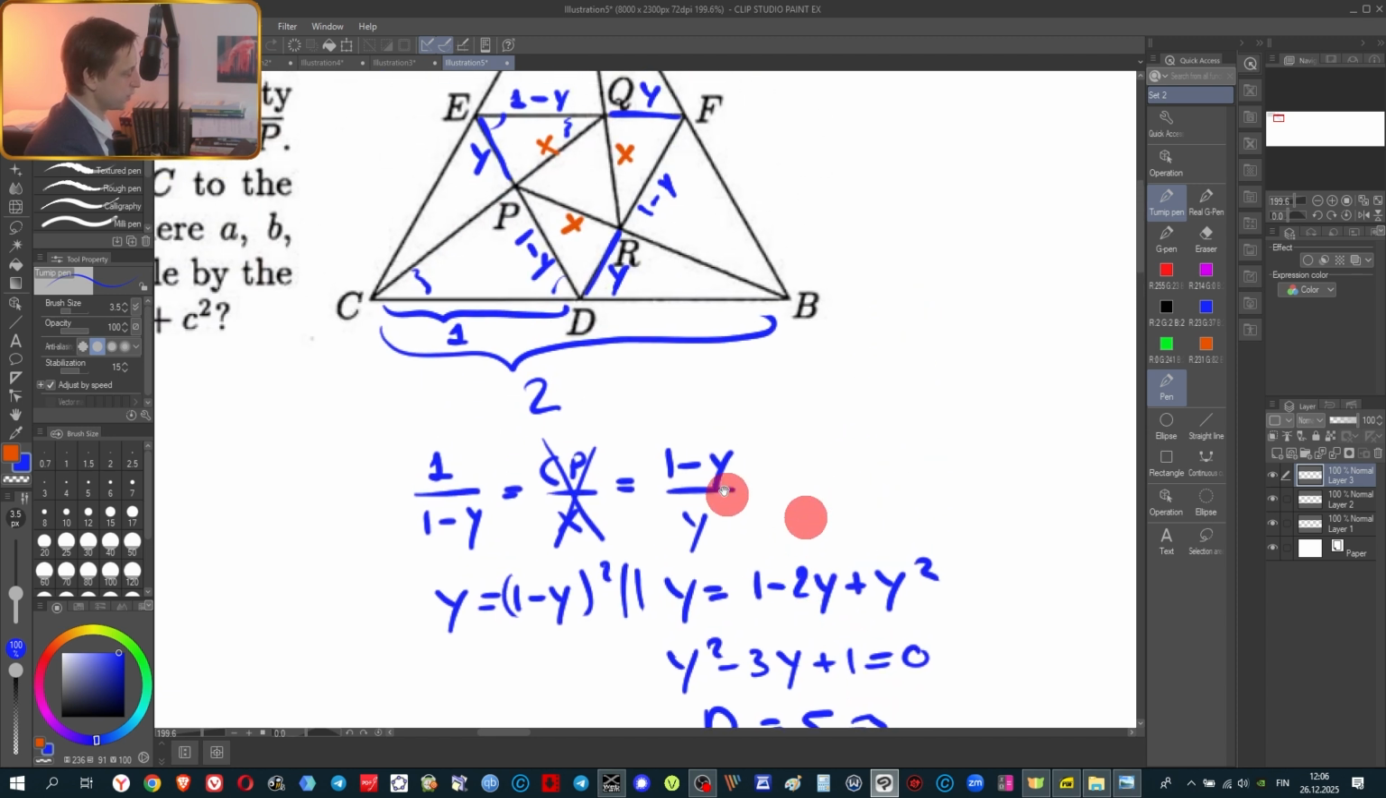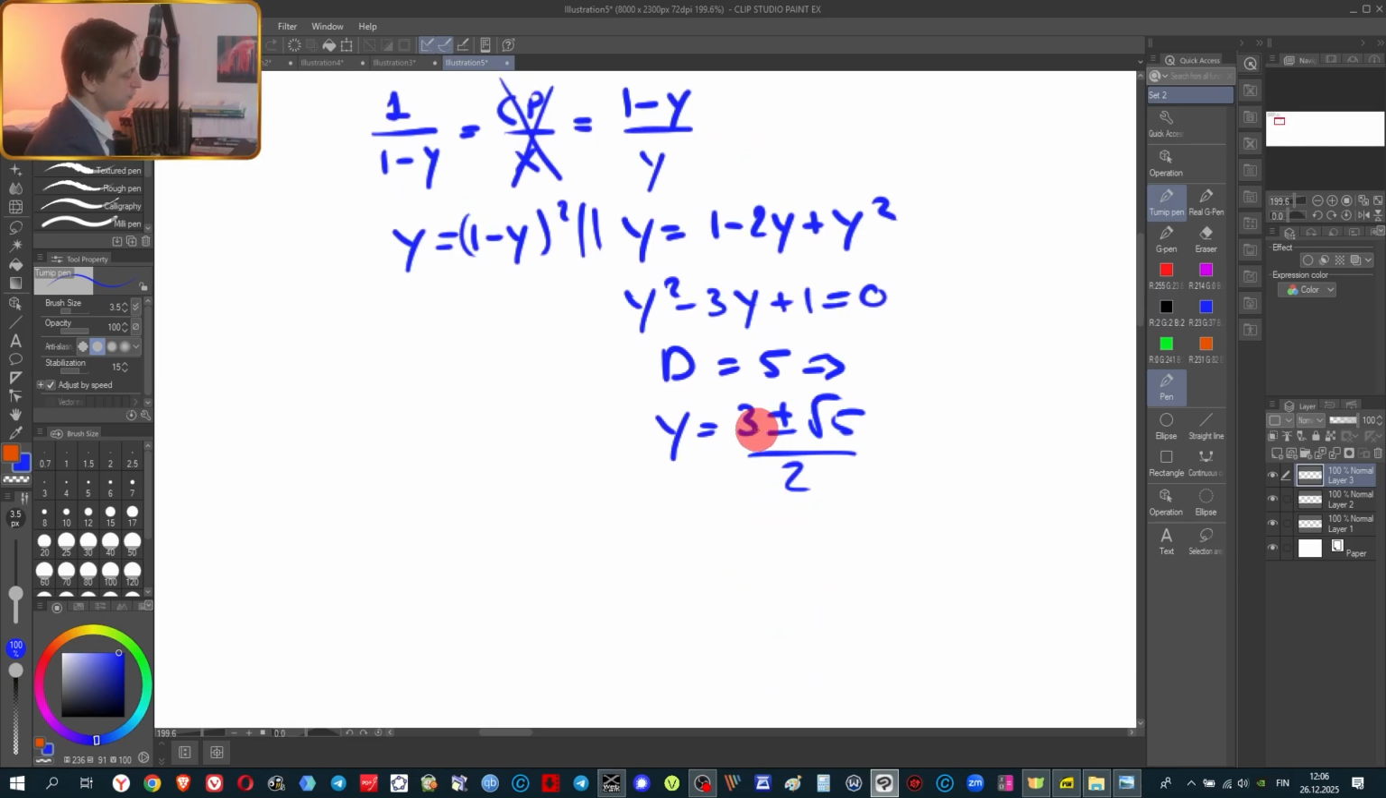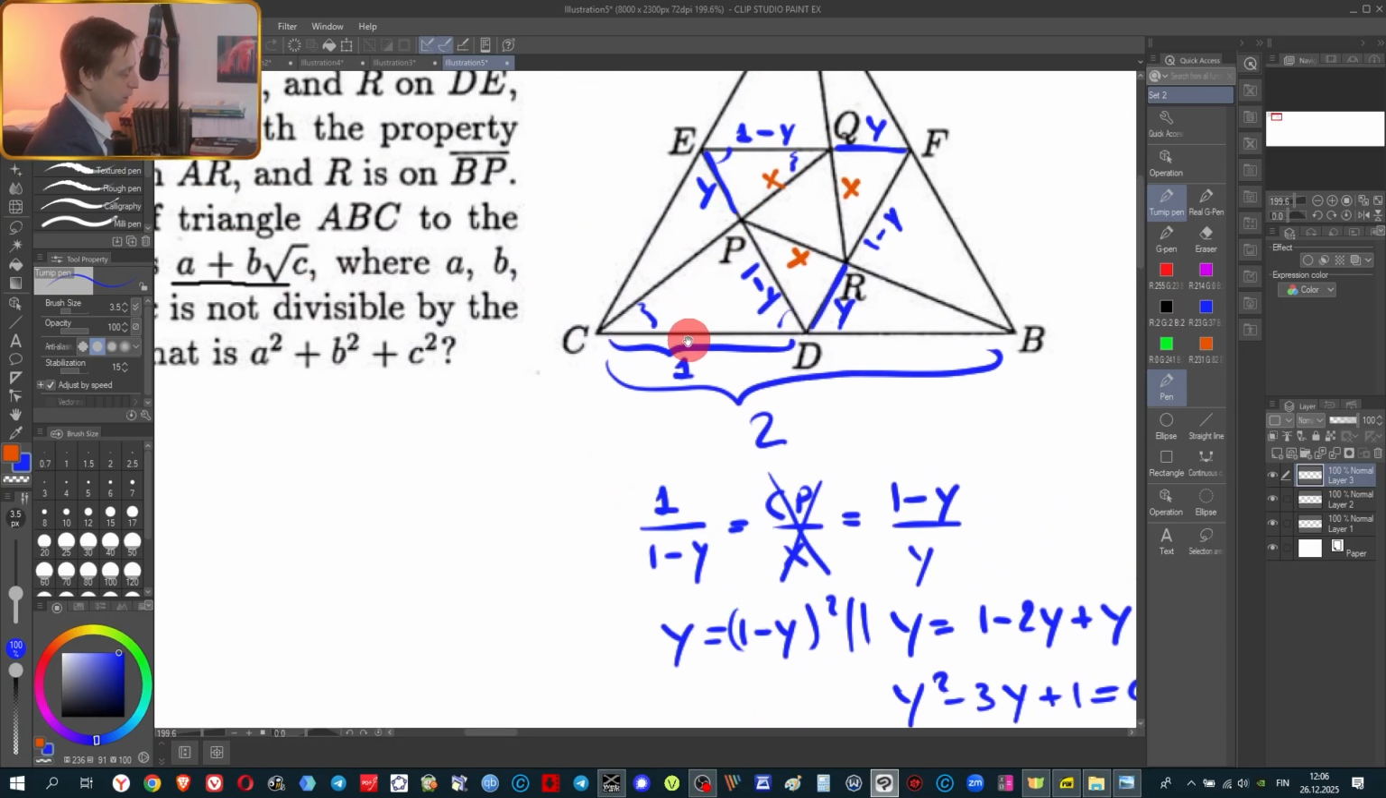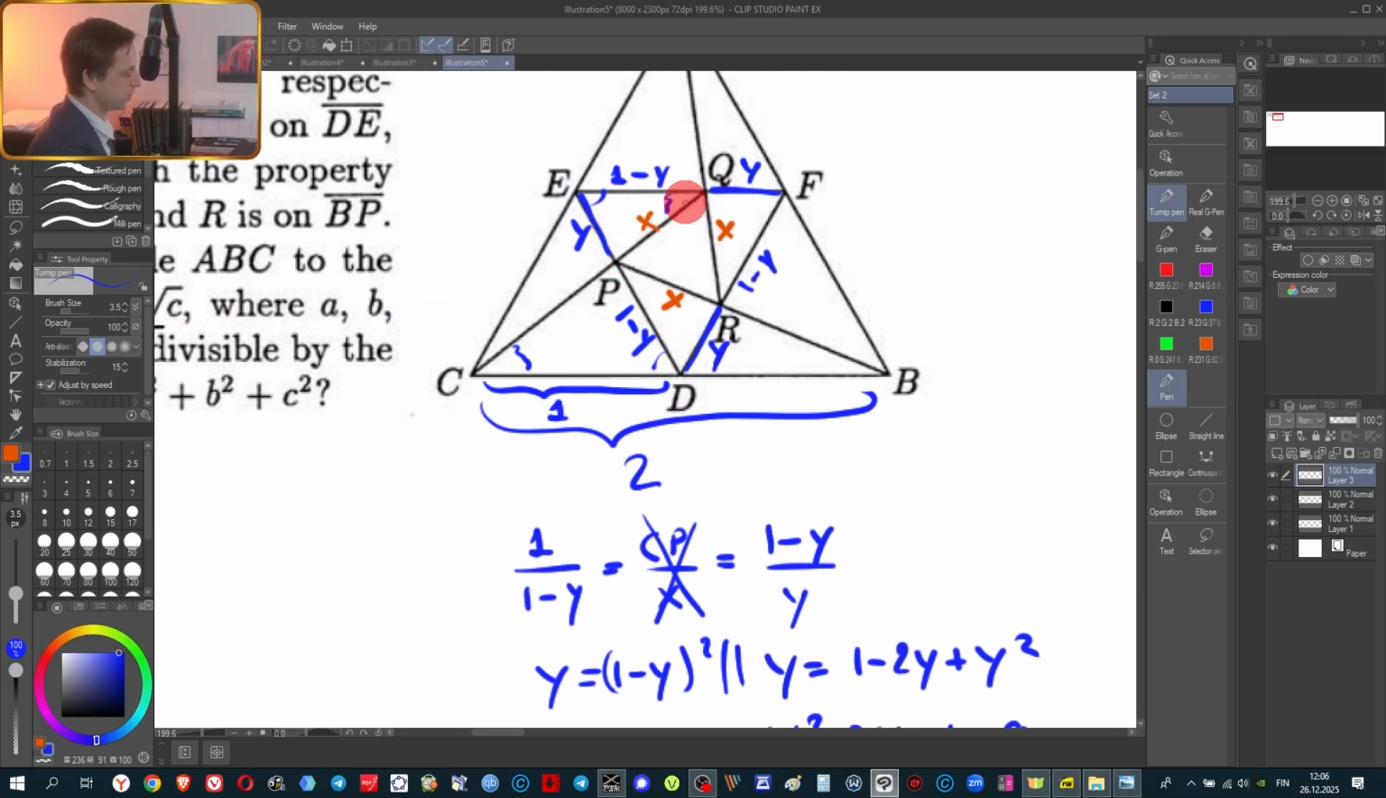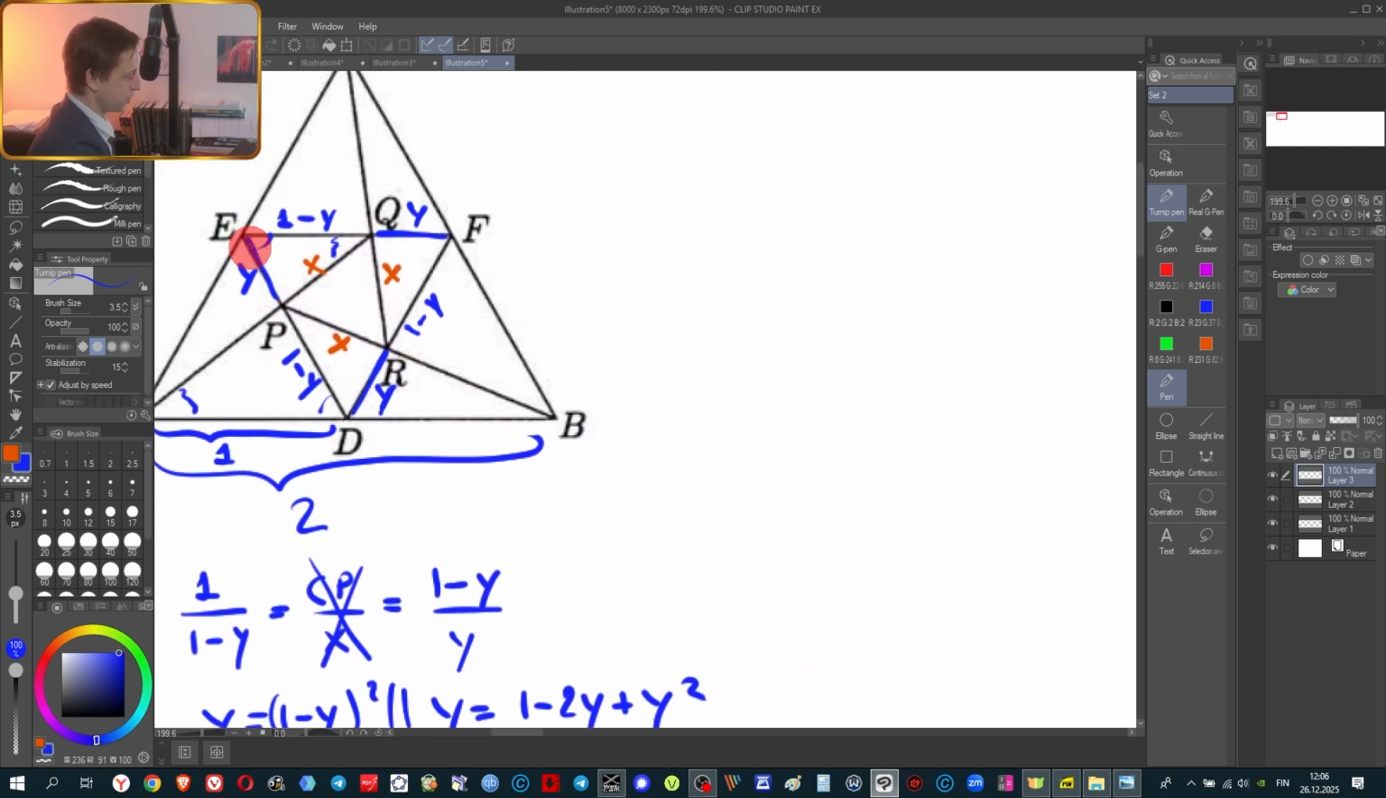Very important that y is the portion of the side of length 1, ED equals 1. Therefore, y should be less than 1. If you have here 3 plus square root of 5 over 2, it is obviously larger than 1, so it doesn't work for us. So y should be equal to 3 minus square root of 5 over 2. It is the proper result for y, and here you need to find eventually x, right? Because you are interested in this triangle, and so you can use cosine rule for this triangle.